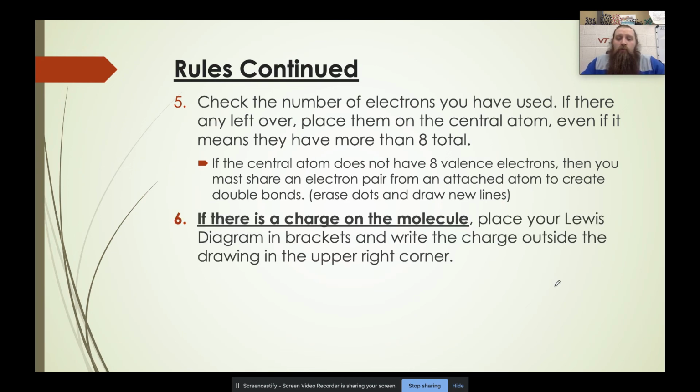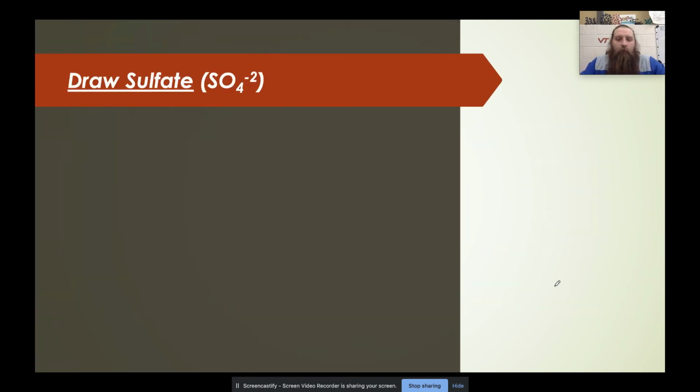If there's a charge on the molecule, you put your whole Lewis diagram in a set of square brackets, and you write the charge outside in the upper right corner. Hydrogen never gets dots. Keep that in mind. So let's do one of these.